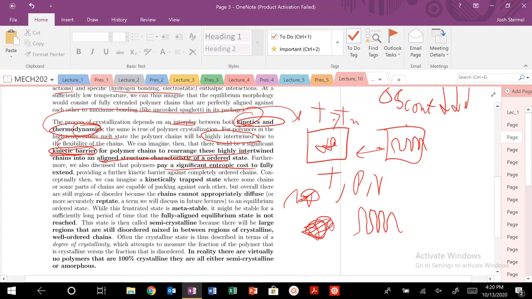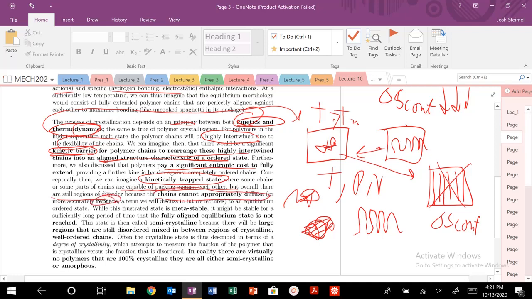One of the reasons we can never have a fully crystalline, 100% crystalline polymer is that in my melt state here, I can never approach a state like this where I have fully extended polymers. Why not? Because that conformational entropy is such a huge penalty. Instead, you're going to have a kinetically trapped state where some of the polymers are folded and ordered, like you can see here, but some regions are more disordered because the chains can't diffuse, reptate. We're going to talk about this term a little bit.